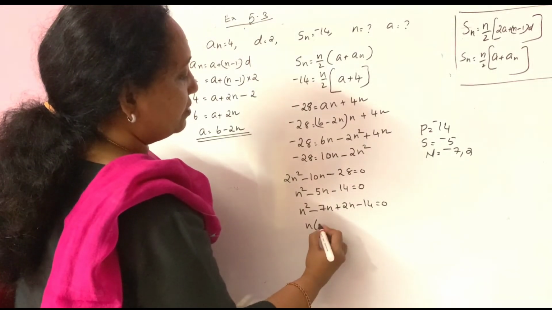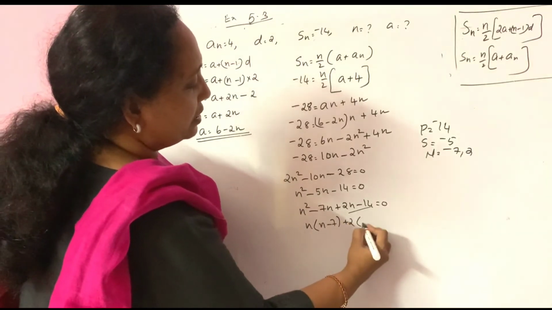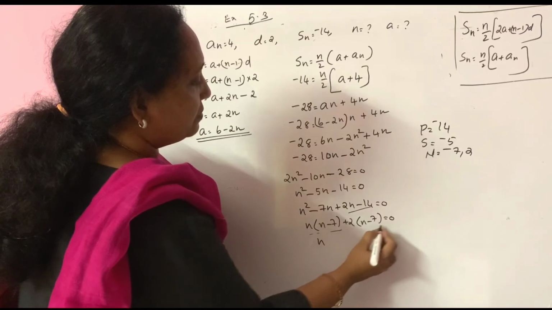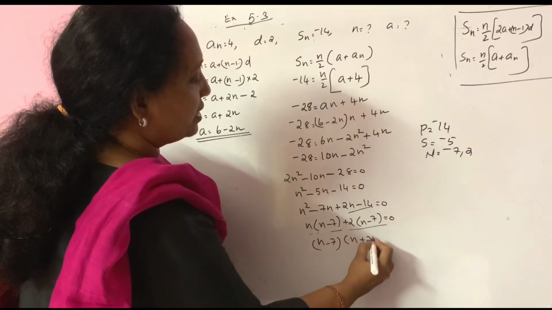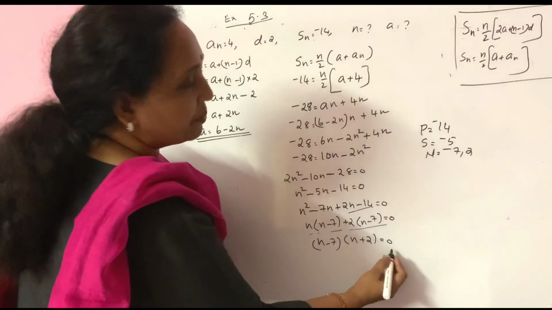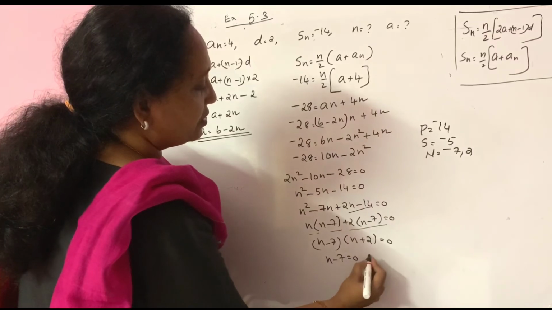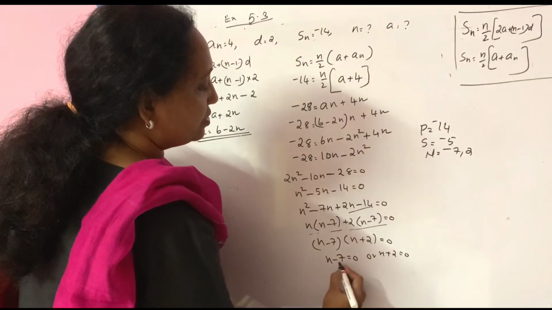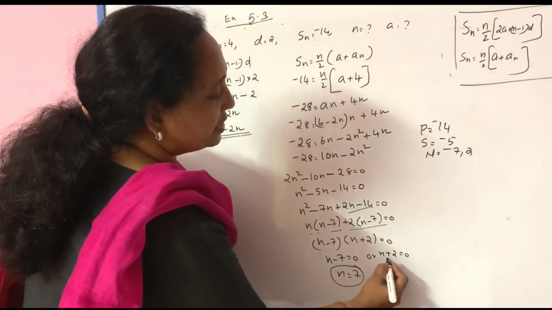Take n outside: n into n minus 7, plus from the other two terms take 2 outside, then also n minus 7 is equal to 0. In these two terms n minus 7 is common. n minus 7 into n plus 2 is equal to 0. That is, n minus 7 is equal to 0 or n plus 2 is equal to 0. That means n is equal to 7. Here you will get n is equal to minus 2.